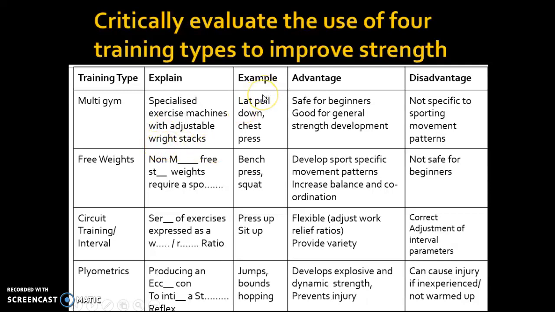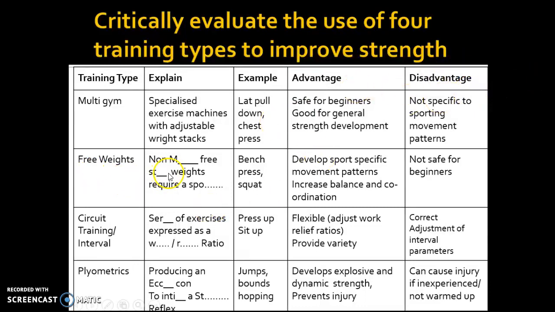So what you've got then is things like a lat pull down, chest press, all the things you see on machines in the gym. Why are they so good? Well, it's safe for beginners, good for general strength development. But the downside, of course, is it's not specific to movement patterns. They're balanced. It's completely balanced for you. Your muscles don't have to work to balance anything, and it sometimes can be misleading to how strong you are.